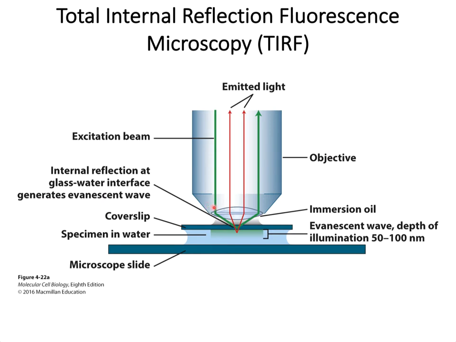Most of the light that falls onto the specimen goes back by reflection through the objective lens. TIRF microscopy generates a very small region of illumination called an evanescent wave.